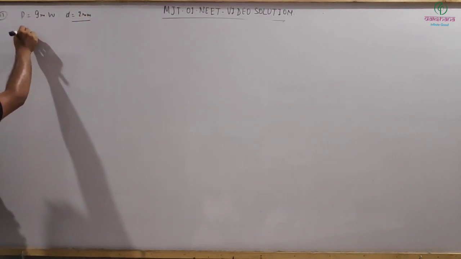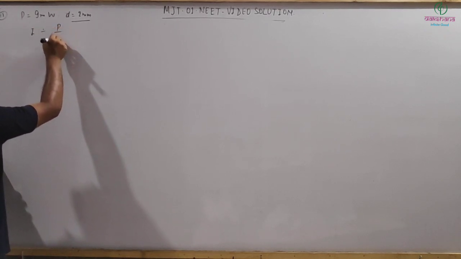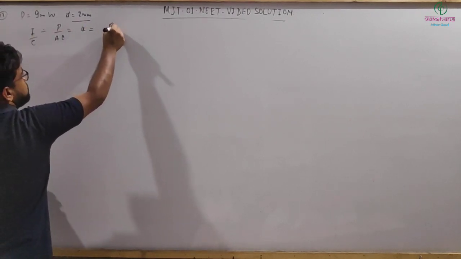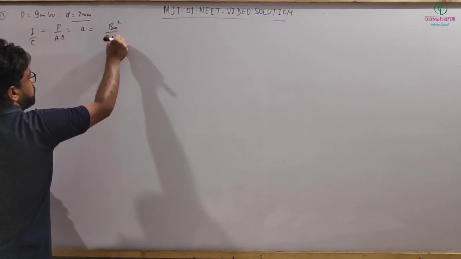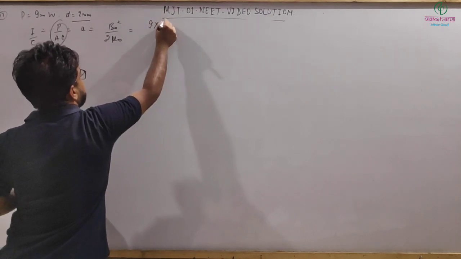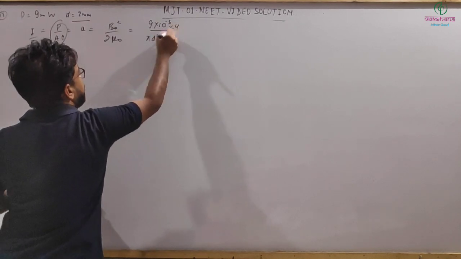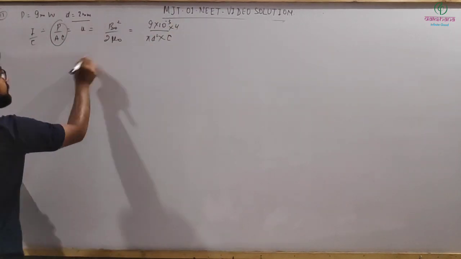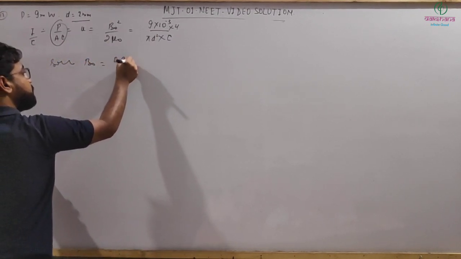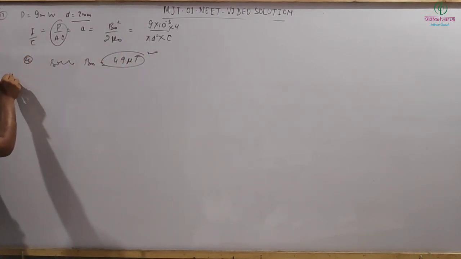So basically, intensity is equal to power by area, divided by C, which is basically the energy density, that's B square by 2 mu naught. And this can be written as power, 9 milliwatt, 10 to the power minus 3, divided by area, this is pi into D square by 4, into C, the speed of light. Substituting everything and solving it, we get B naught is equal to 4.9 micro Tesla. That is the answer, matching with option number 4. Question number 13.